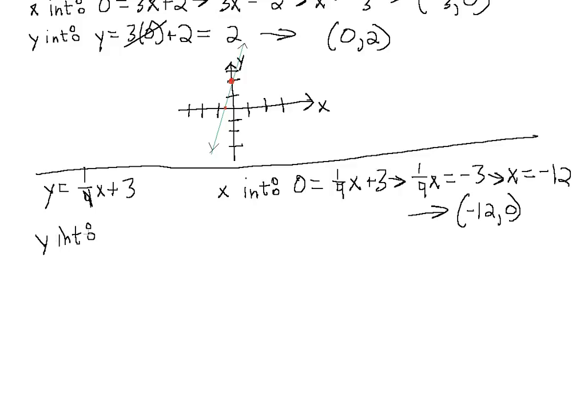Y-intercept. And these are usually more simple because the standard form for a linear equation is y equals, and then the x is mixed up with a bunch of jumbo over here. So we simply plug in 0 for x. So 1/4 times 0 plus 3. 1/4 times 0 is 0. So y equals 3. Our y-intercept is (0, 3).